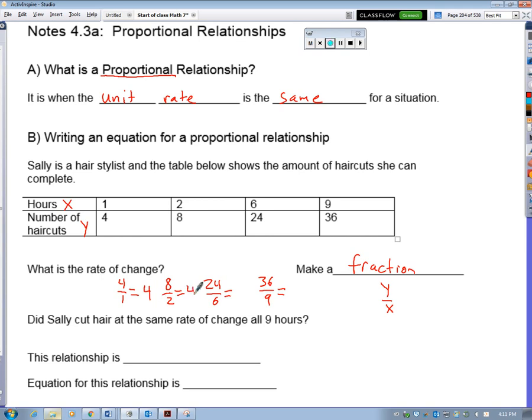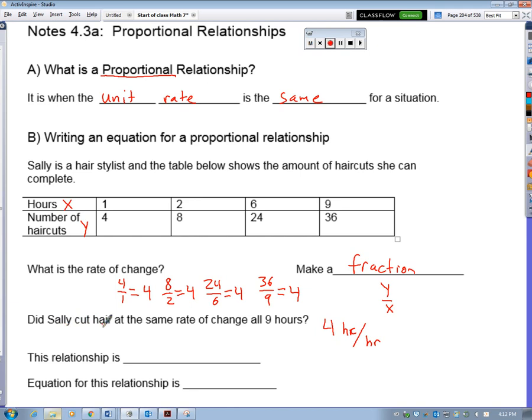If you do the math, it's going to come out to 4. So what that tells us is Sally can do 4 haircuts in 1 hour. That is her unit rate. So we'll label haircuts HC, and that's going to be 1 hour. 4 haircuts in an hour. That's how fast Sally can cut hair.